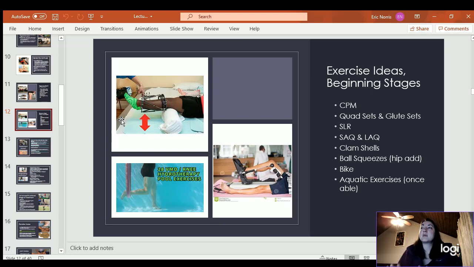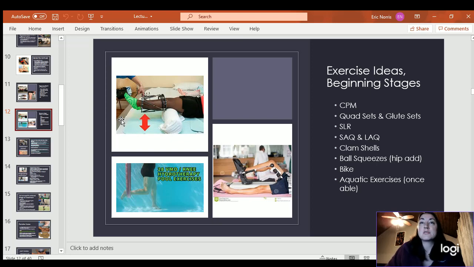The bike, oftentimes we use the bike to help with some active assistive range of motion, and so they will push before they even are able to have enough motion to go all the way around on the bike. Then they'll do kind of rocking, where they rock the leg as far forward as they go and as far backwards as they go, and they can use the other leg to push on the pedal and push it a few more degrees each way.